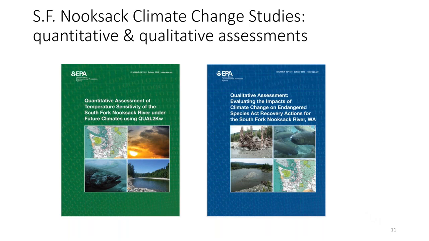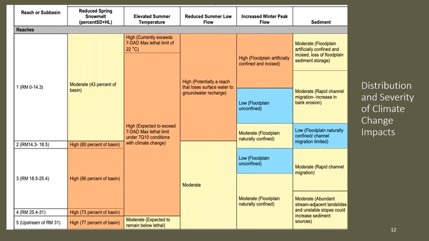In the document on the right, the qualitative assessment, EPA worked with the same governments and scientists to do a reach-by-reach assessment of climate change vulnerability in the watershed. And then, as a second step, they assessed the potential for different BMPs to compensate for the predicted future climate change impacts. Next slide, please.